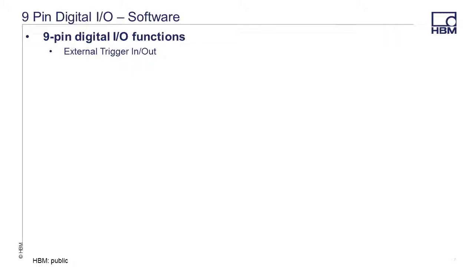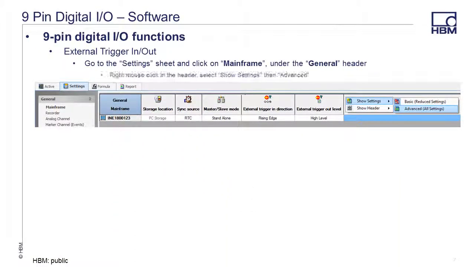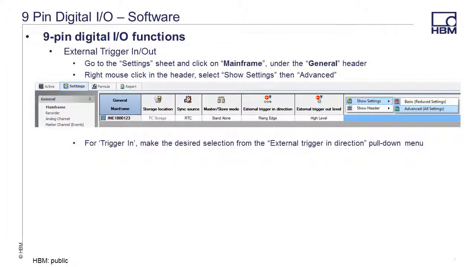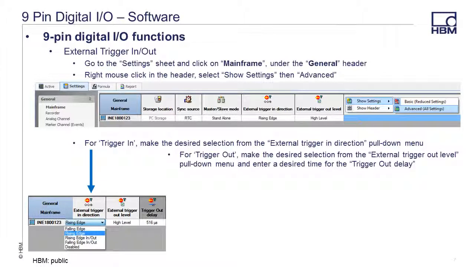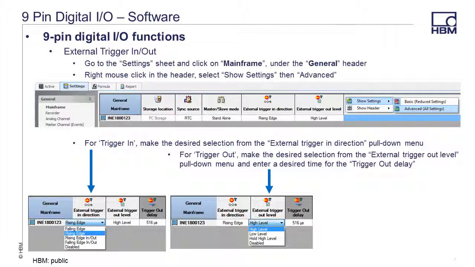To set the external trigger in and trigger out functions, go to the settings sheet and click on Mainframe under the General header. Then right mouse click in the header and select Show Settings, then Advanced. For trigger in, make the desired selection from the external trigger in direction pull-down menu. For trigger out, make the desired selection from the external trigger out level pull-down menu and enter a desired time for the trigger out delay. Please note, however, that the trigger out delay will only be selectable if all the cards in the mainframe support a shorter delay time.